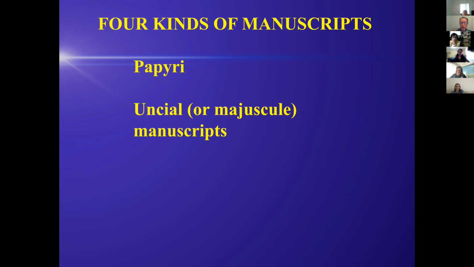Only one uncial, Codex Sinaiticus, preserves the entire New Testament. Now, uncial manuscripts are designated by a capital letter, like manuscript A, manuscript B, and so forth, or by a number with a zero on the front. So 01, 02, 0300, you know, that kind of thing. There are only 26 letters, so if you get over 26, then you've got to go to a number system.